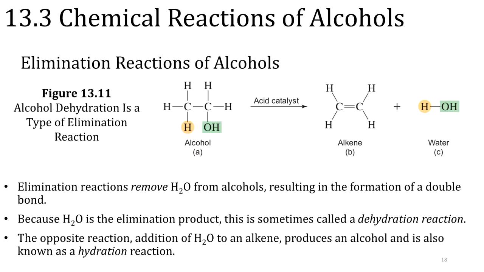So elimination reactions remove water from an alcohol and result in the formation of an alkene. So since we're eliminating water, sometimes we call this a dehydration reaction. And we can, of course, do the reverse. We can take this reaction and run it backwards, and under the right conditions, we can add water to an alkene to produce an alcohol, and that's called the hydration process. So we got dehydration and hydration.